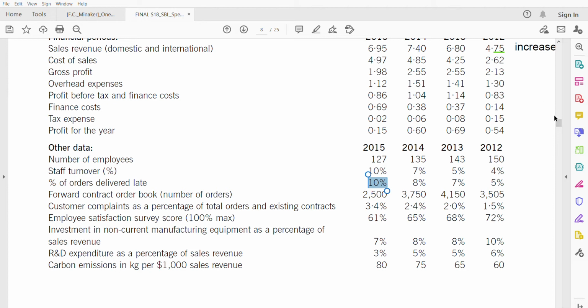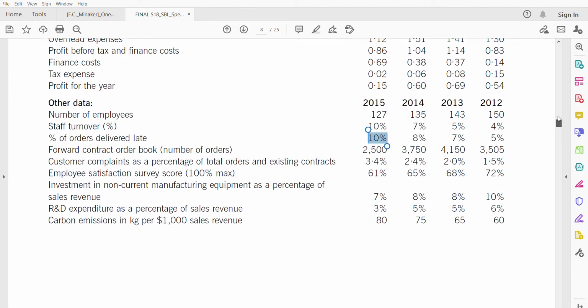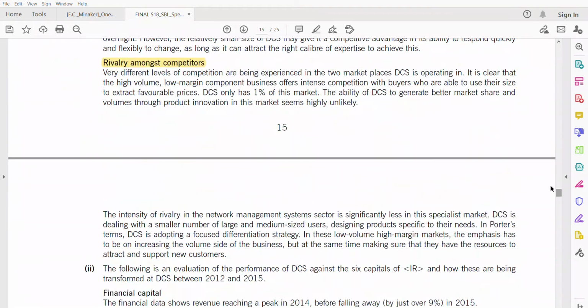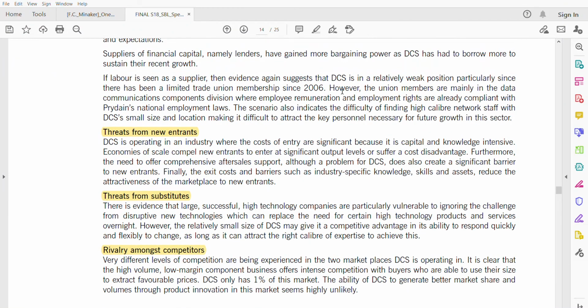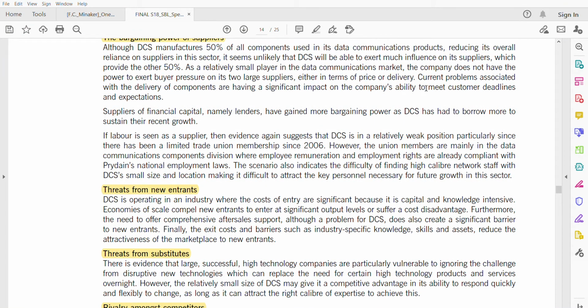Because you can clearly see that from 5 to 10% the percentage of orders delivered late, what is it saying about this market? See how they have written this. Current problems. It's a problem. From 5 to 10% is not a good sign. Current problems associated with the delivery of components are having a significant impact on the company's ability to meet customer deadlines and expectations. They're not able to meet the customer's expectations and deadlines.